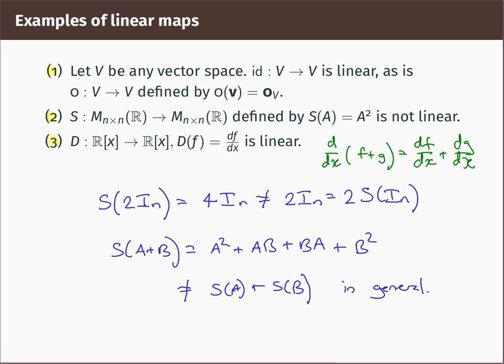But also, if you have a differentiable function f and a real number a, then d by dx of a times f is equal to a times df by dx. That's a special case of the product rule for differentiation. So the derivative map also satisfies the scalar multiplication property for being a linear map. So it's a linear map.